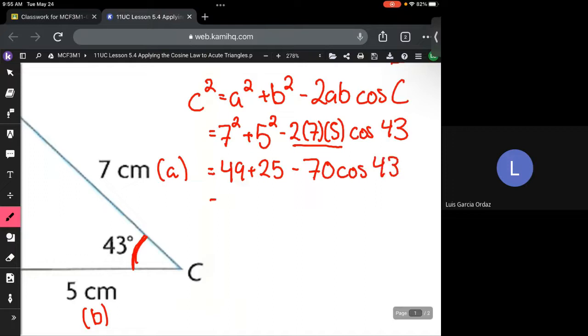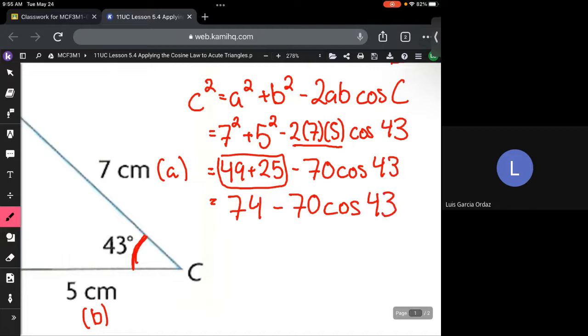To make it easier, we're going to add these 2 together first. So what's 49 plus 25? 74. So now, if your calculator can handle this all, you're going to do 74 minus 70 times cos of 43. And it should give you a number. Remember, we're rounding to the nearest centimeter. So our answer is 22.8.